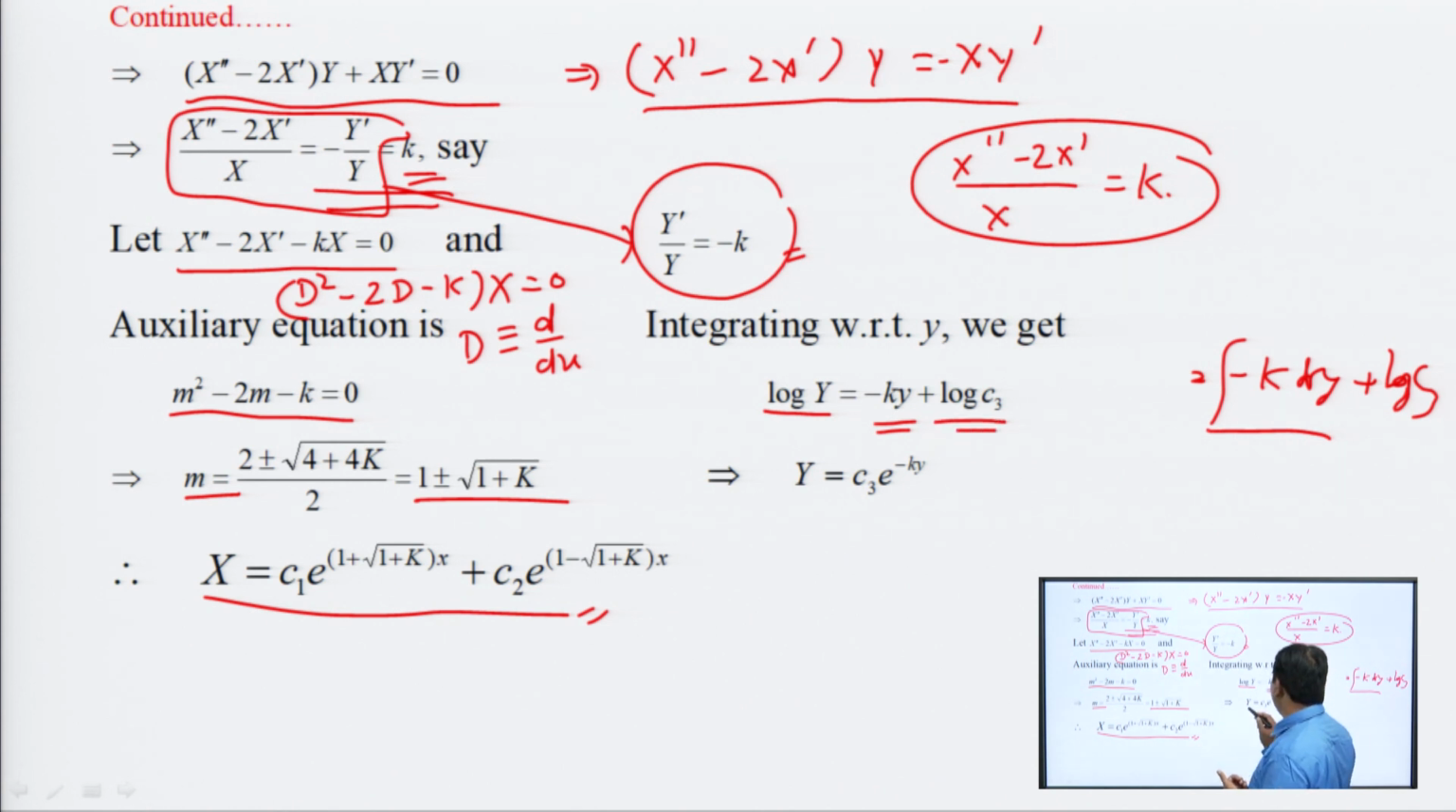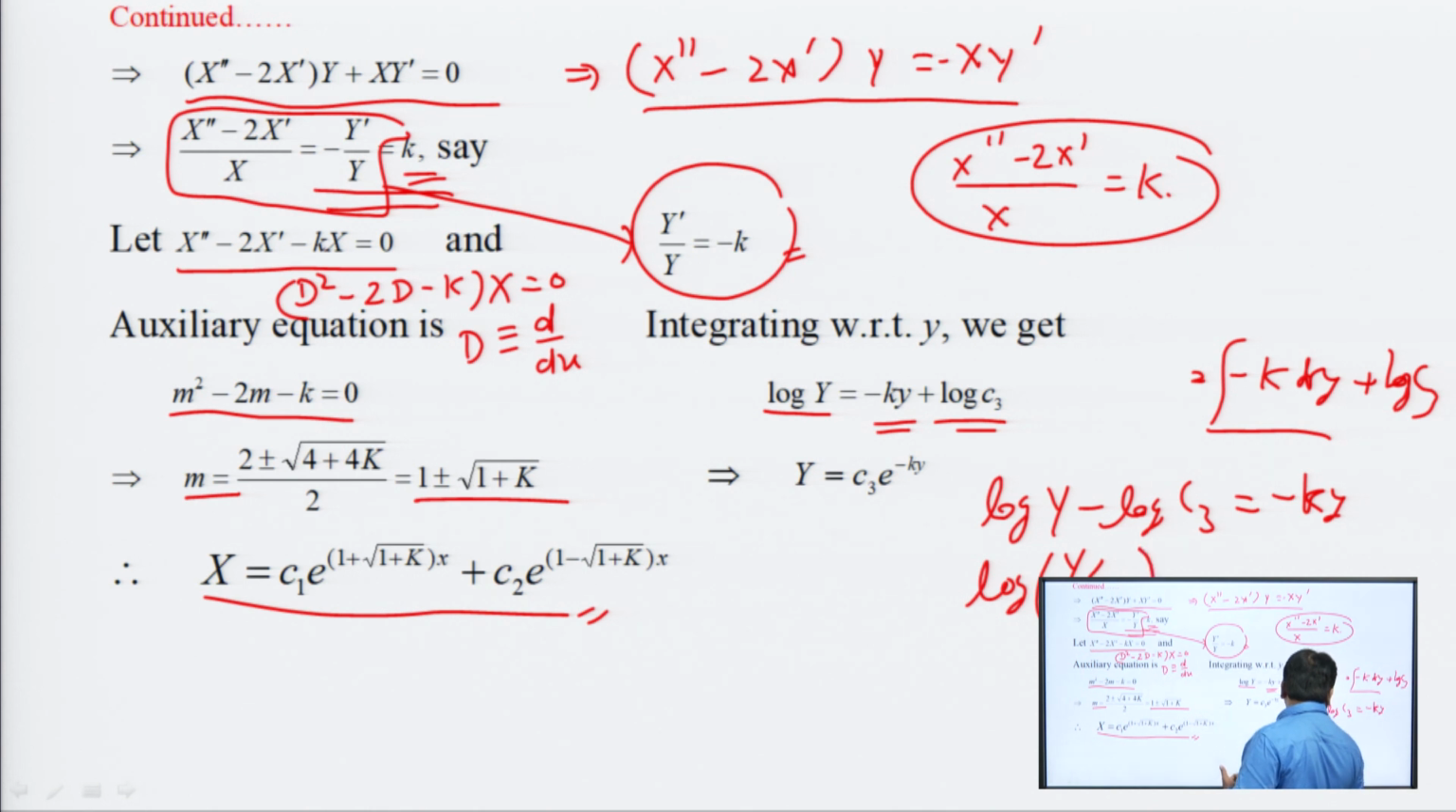When we simplify this, it becomes log of y minus log of c 3 is equal to minus ky. So, this is log of y by c 3 is equal to minus ky. So, y by c 3 is equal to e to the power minus ky. So, y is equal to c 3 e to the power minus ky.